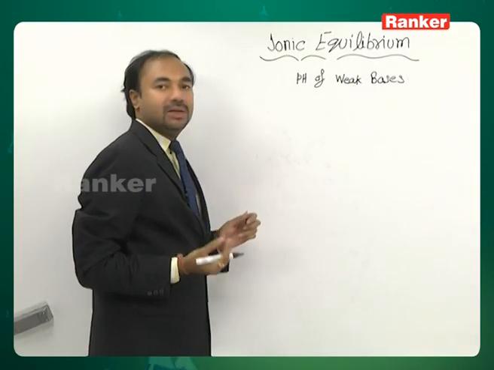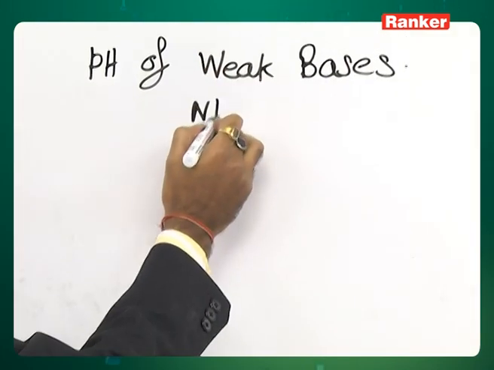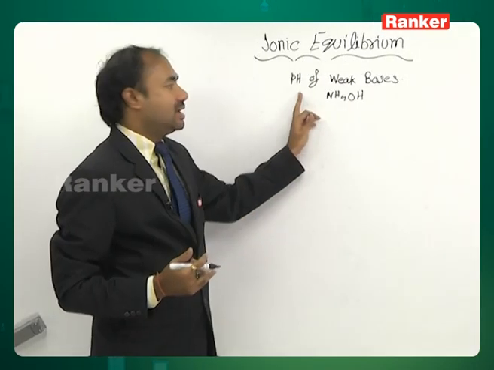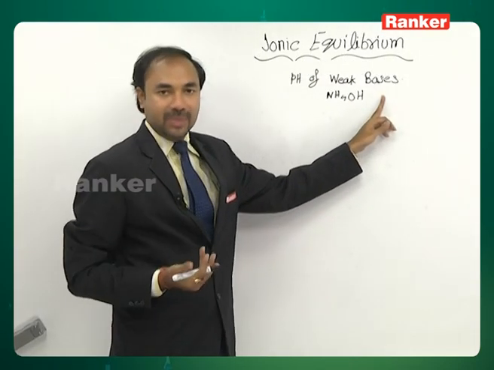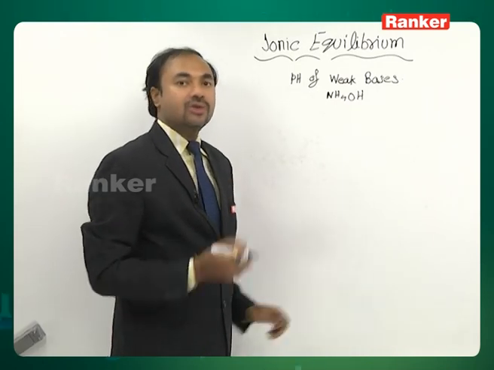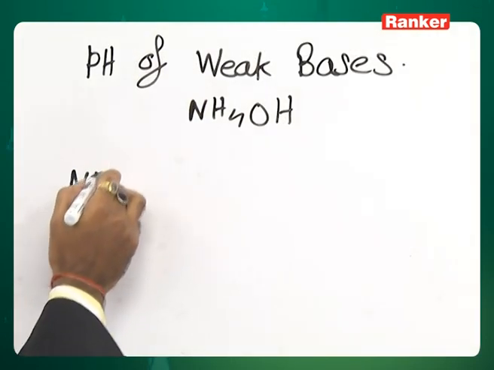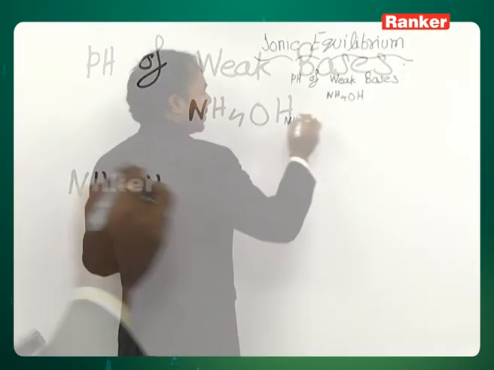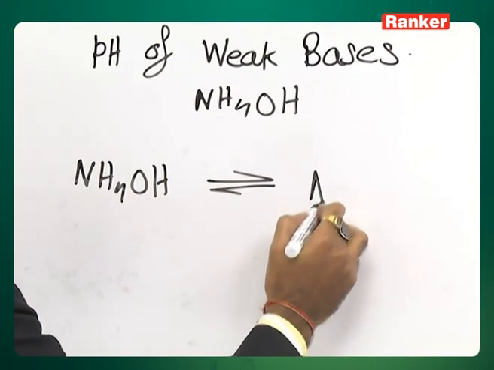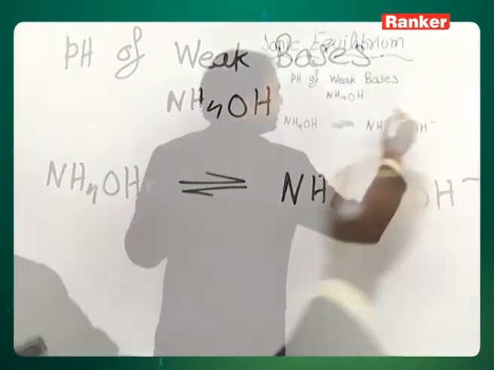One of the examples of a moderately weak base is ammonium hydroxide. There is basically no difference in finding the pH of weak acids or weak bases. Exactly what we did for weak acid, a similar thing we are going to do for weak base also. So quickly we will go through it. See, NH4OH establishes an equilibrium to give ammonium ion and OH minus ions.